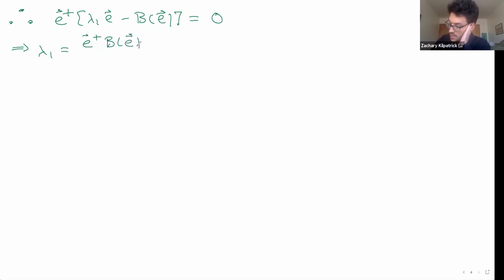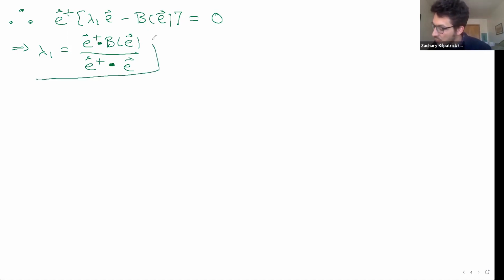So I can rearrange things, and I end up with lambda 1 is equal to E dagger B E divided by E dagger, we could say dotted with E. So just to be clear, let's think about these as dot products, right? So we know we have a scalar on top and a scalar on the bottom, okay? So I've specified what my correction to the eigenvalue is. It's the left eigenvector of my original eigenvalue, my simple eigenvalue, dotted with my perturbation, divided by E dagger dotted with E, okay?